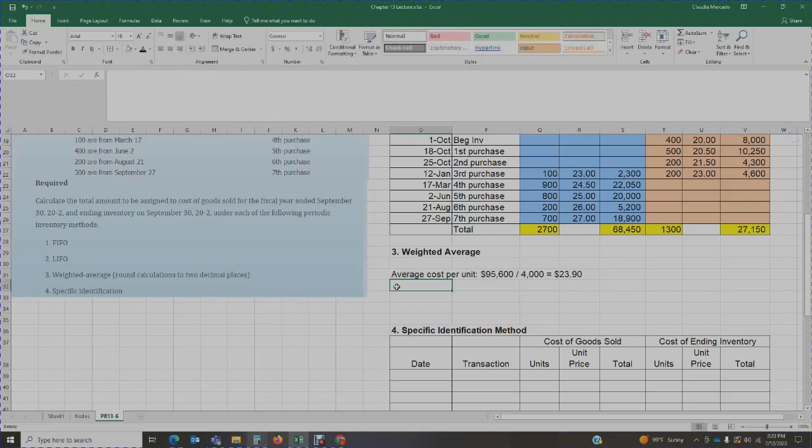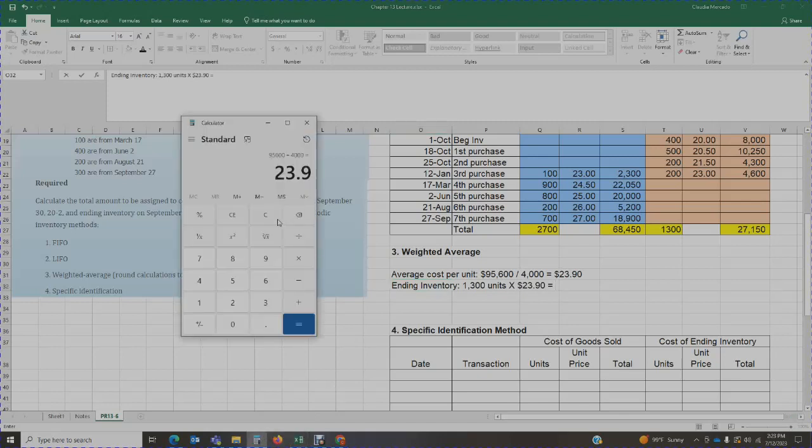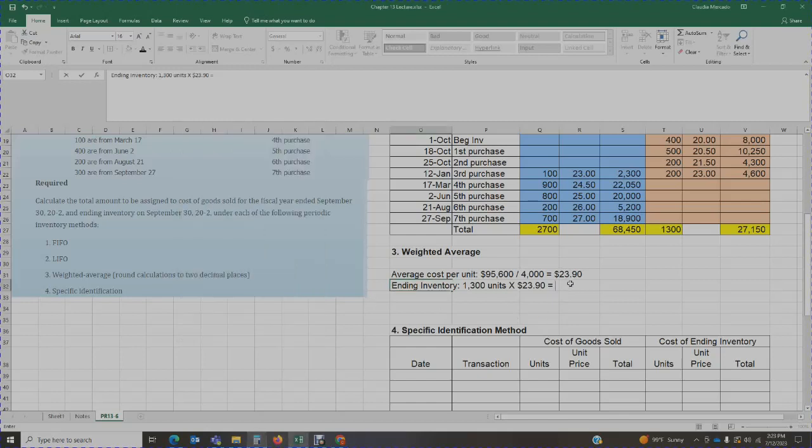Once we calculate the average cost per unit, I can calculate my ending inventory. According to the problem, I have 1,300 units remaining that have not been sold. I'm going to multiply that by 23.90. And let's see what we get. 23.90 times 1,300 units. That will give me 31,070.